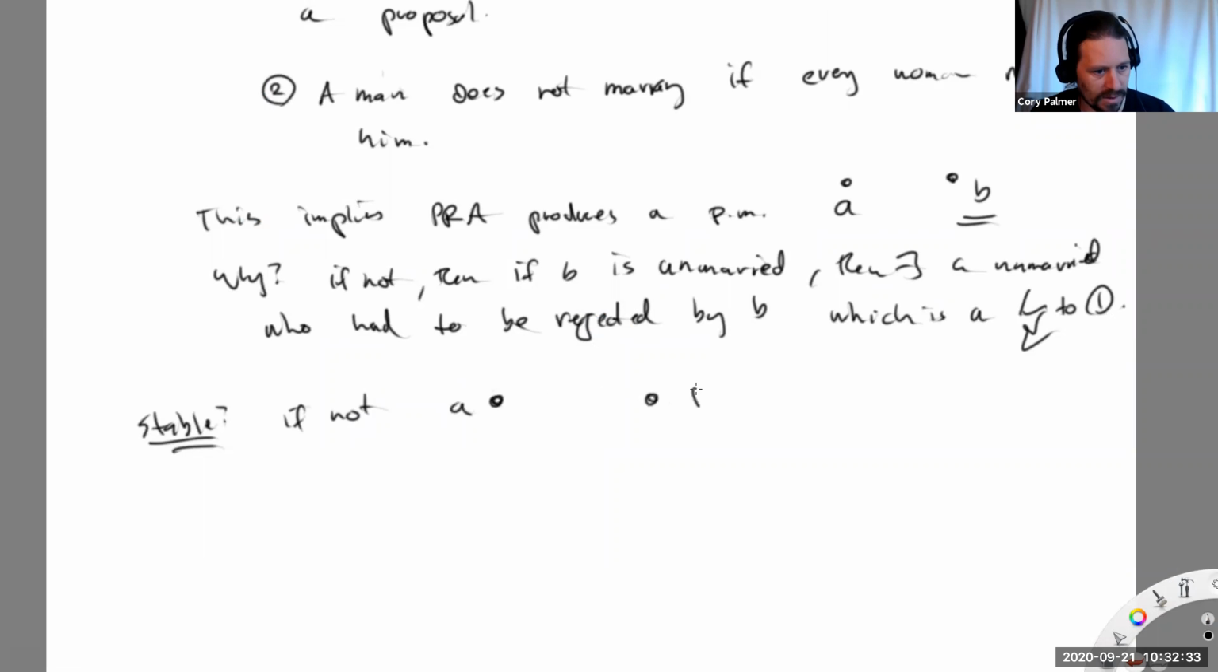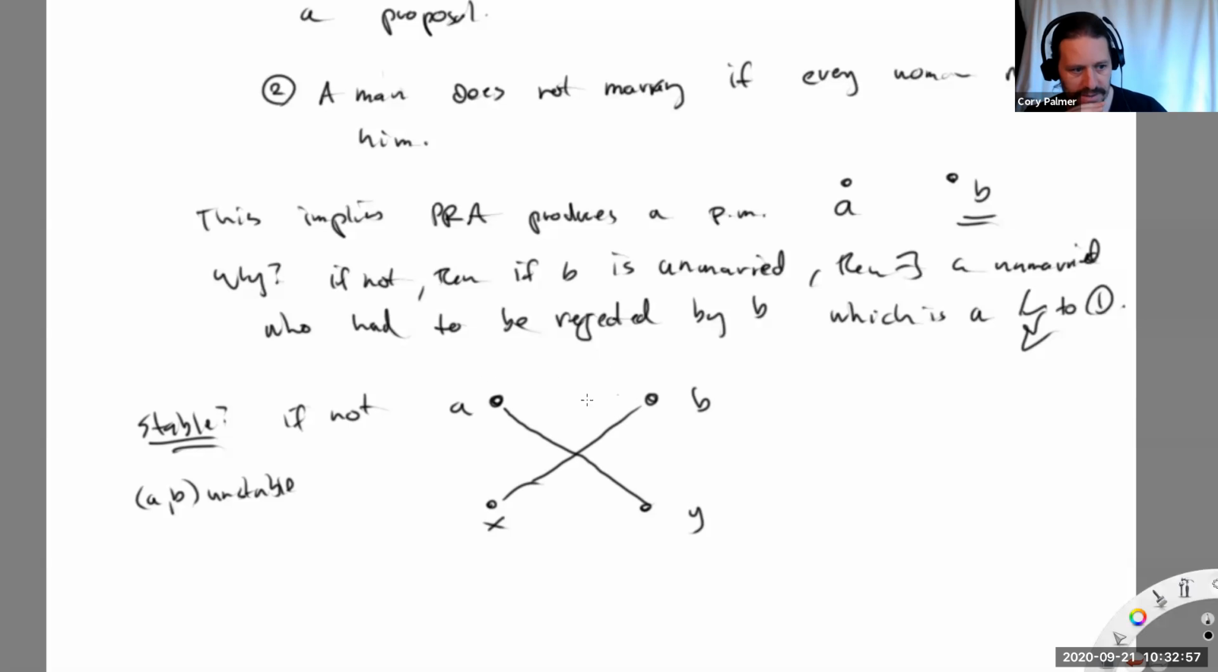So here's A and here's B. It's A and B, and this is an unstable pair. That means that they're both married to someone they do not prefer; they prefer each other to the people they're married to. So A, say, is married to Y, and B is married to X. But B is higher ranked on A's list than Y, and A is higher ranked on B's list compared to X. Okay, so the unstable pair is this one here.